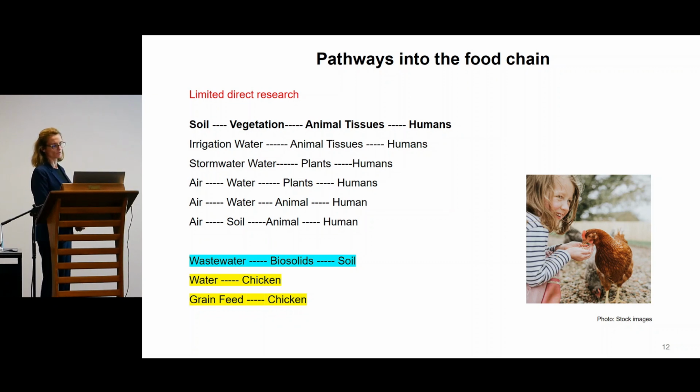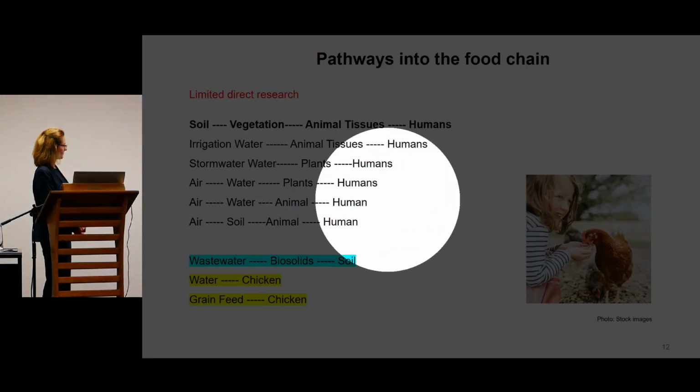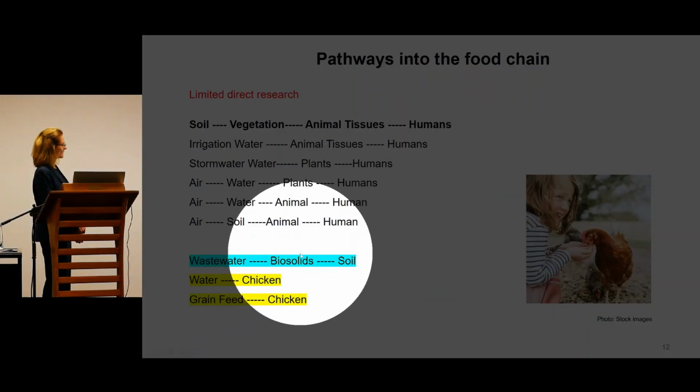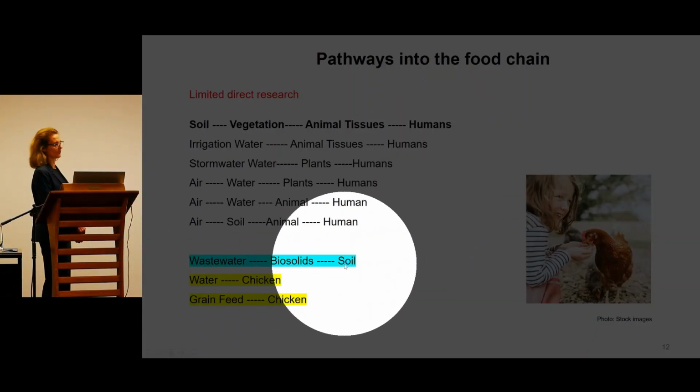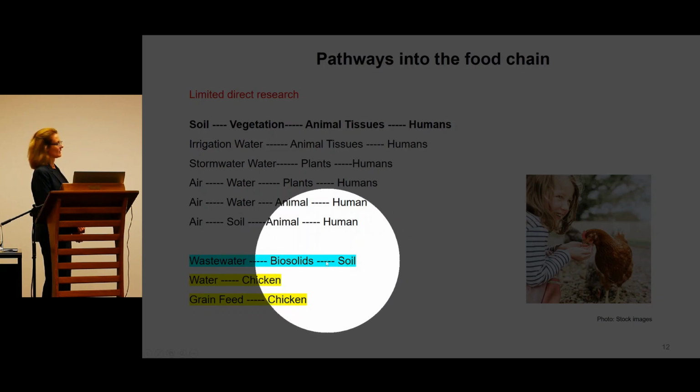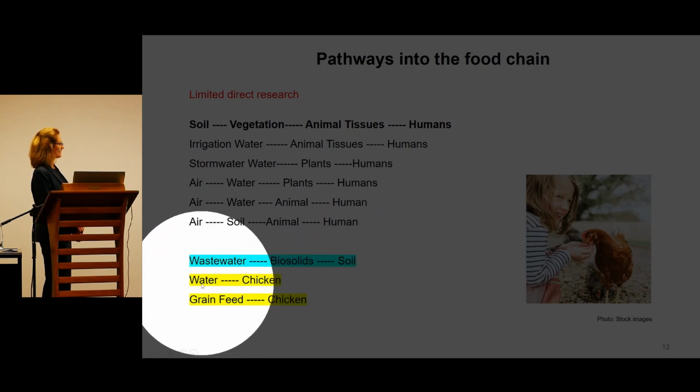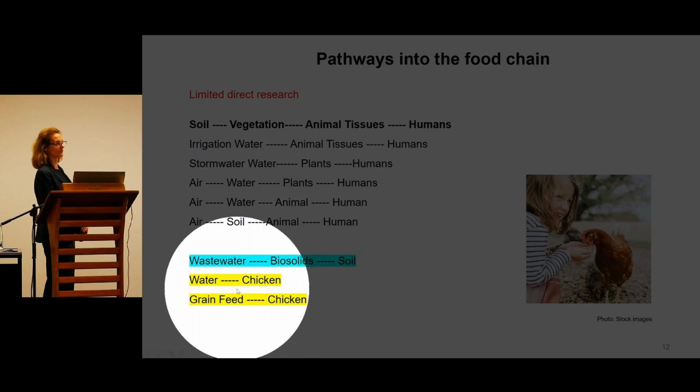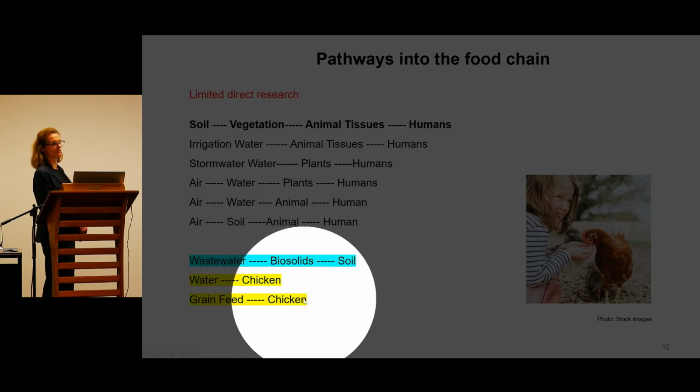The two pathways that Anyame and myself are particularly interested in: Anyame is looking at biosolids and wastewater, and biosolids and then potentially agricultural soil. And I'm interested in the microplastics in water and grain feed on the farm, and how this is ingested by chickens.